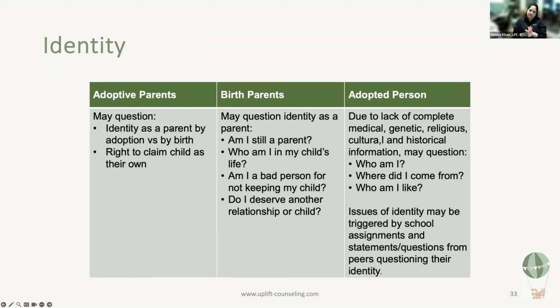Identity, we talked a lot about this in the previous question, right? Figuring out your identity. Who am I? Where did I come from as an adoptee? The theories and the models of that identity formation. And then for birth parents, am I even allowed to feel sadness because I made a choice, right? Am I still considered the parent? Is it okay for me to still be a part of their life? Or am I just a bad person for the choices that I made?